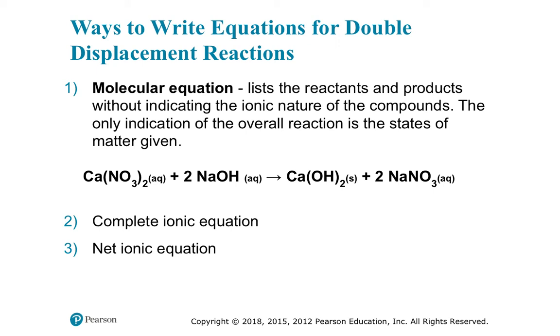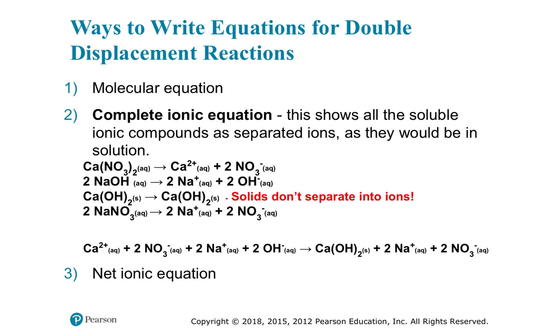And it can be really helpful, but a more accurate representation of what's happening is the complete ionic equation. In a complete ionic equation, it's going to show all of the ionic compounds as they separate out into their aqueous environment, so as they would be in the solution. If we start with calcium nitrate, we can see that it's going to separate out into a calcium 2+ ion and 2 nitrate minus ions. That's what it's going to dissociate into when it is dissolved in water.